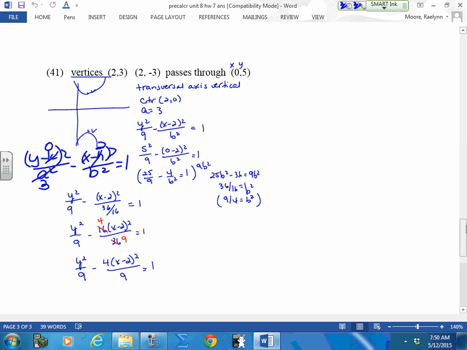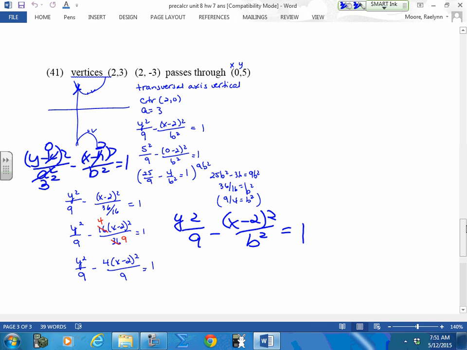Okay. Now, so far you've got this: y squared over 9 minus x minus 2 squared over b squared equals 1. They didn't give us a C. They didn't give us anything about the B, but they told us that somewhere this passes through the 0, 5. Right there, it passes through the 0, 5. That's a point that satisfies this equation.